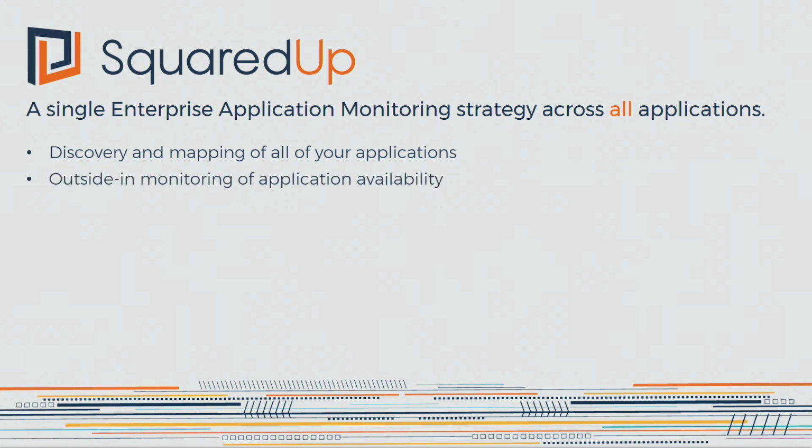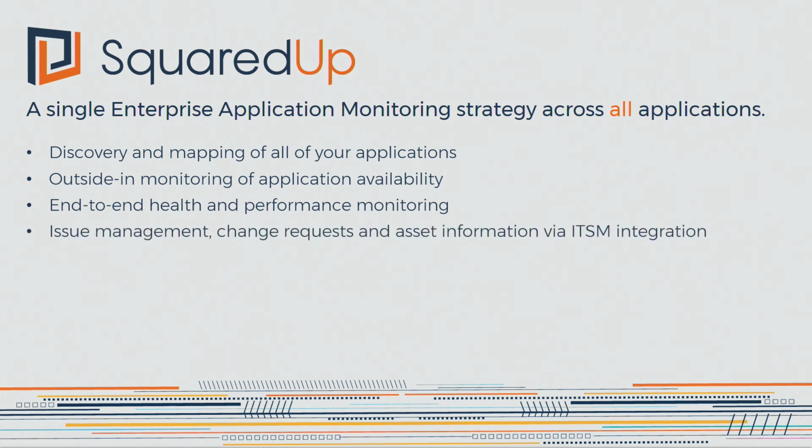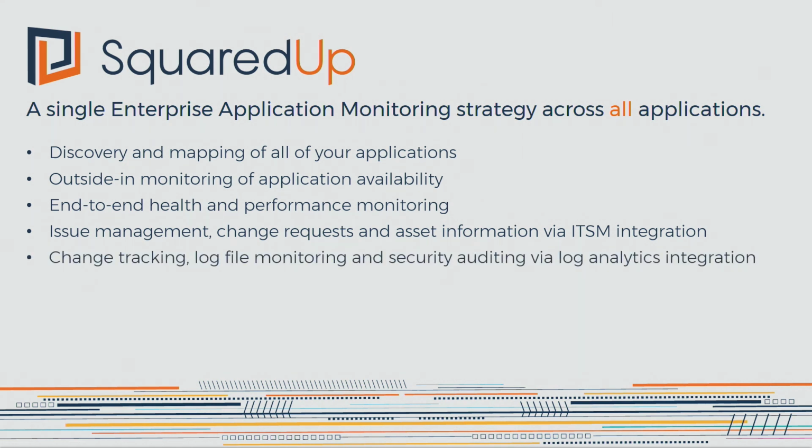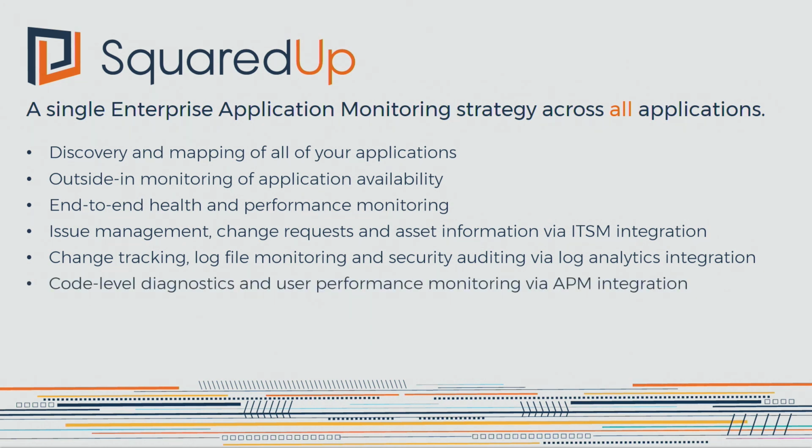So in terms of what Squared Up's offering, through discovery and mapping of the applications, we're looking at the outside-in monitoring of application availability, again, regardless of where that app is. We then want to give you dashboards across the end-to-end health and performance of that application. And then through ITSM integration, show you issue management, change requests, and CMDB information. Through log analytics integration, allow you to see change tracking, log file monitoring, and security. And we're also looking at APM integration, where you can offer deep dive diagnostics for teams that need it, all within that single pane of glass. So some things the product already has, and some are coming in 2018.